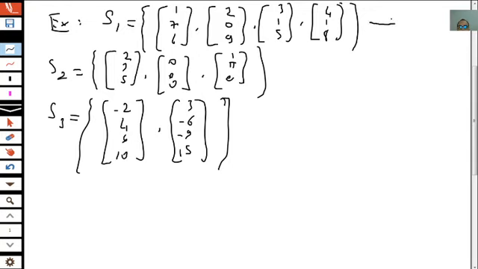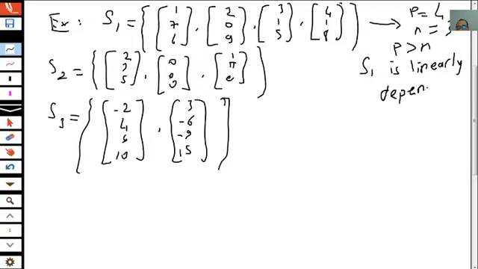When we look at the first set, we have 4 vectors, so P is equal to 4. But for each vector, we have 3 components. So P is bigger than n. So by theorem 7 or theorem 8, S1 is linearly dependent directly without solving the corresponding vector equation. We can directly say by using the theorems that we have seen here that S1 is linearly dependent. For S2, we have the 0 vector, you see. So from the last theorem, we say that S2 is also linearly dependent.